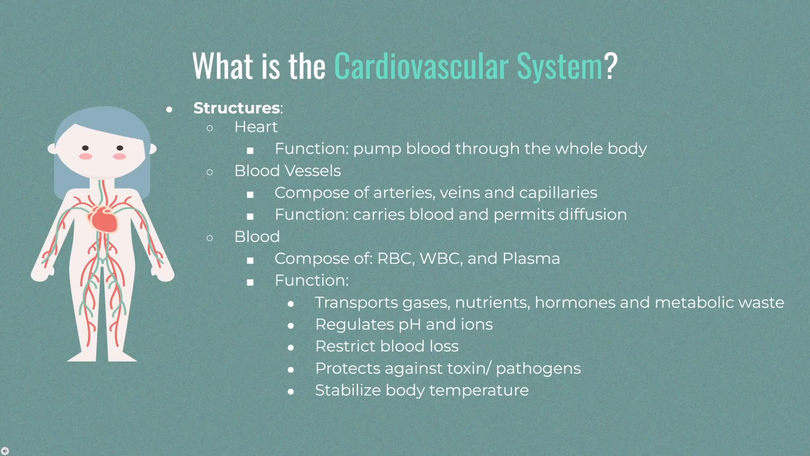Next, blood vessels. They consist of arteries, which carry blood away from the heart, veins that carry blood back to the heart, and capillaries that permit diffusion between blood and interstitial fluid. Blood is the last structure and it is composed of red blood cells, white blood cells, and plasma. Its main functions are to transport gas, nutrients, hormones, and metabolic waste, to regulate pH and ions, to restrict blood loss, and this is by a process called clotting, to protect against toxins and pathogens, and this is the main role of white blood cells, and to stabilize body temperature.